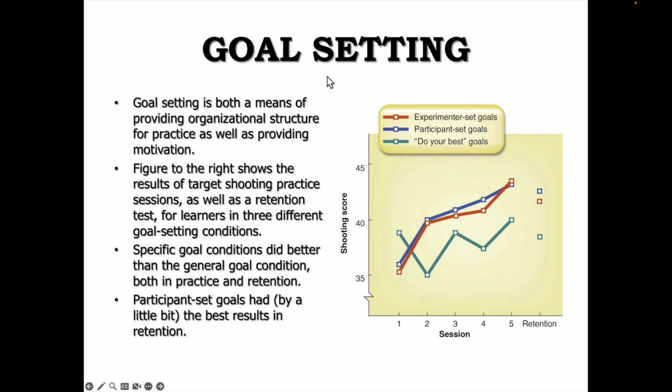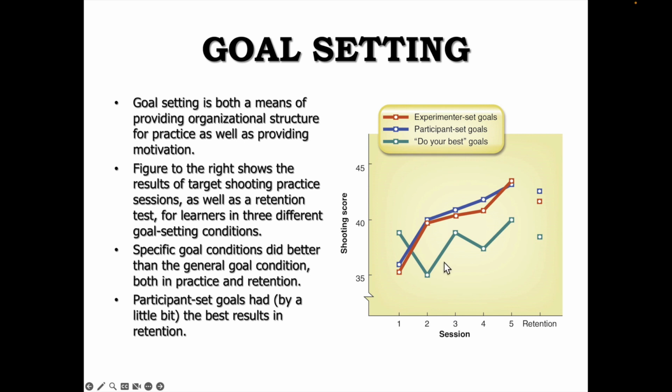So first, goal setting. Goal setting is important because it provides some sort of organizational structure for practice, as well as some sort of motivation or a goal to work towards. And this diagram on the right looks at target shooting practice, with the y-axis meaning the higher up, the more accurate you are. On the x-axis, we're looking at the practice sessions, and then a retention test later on.